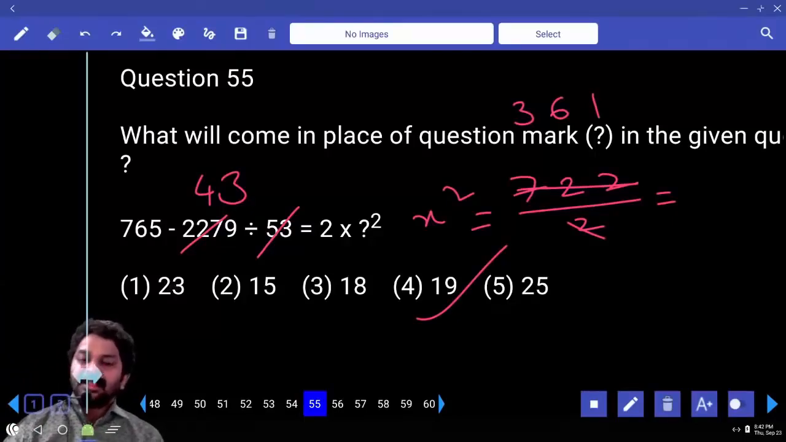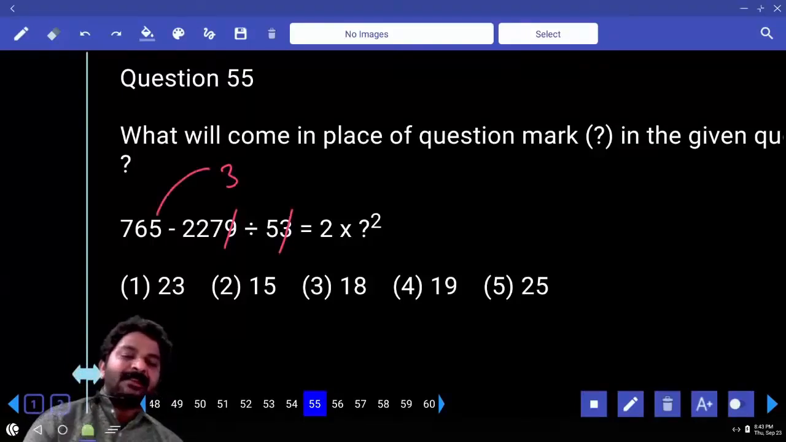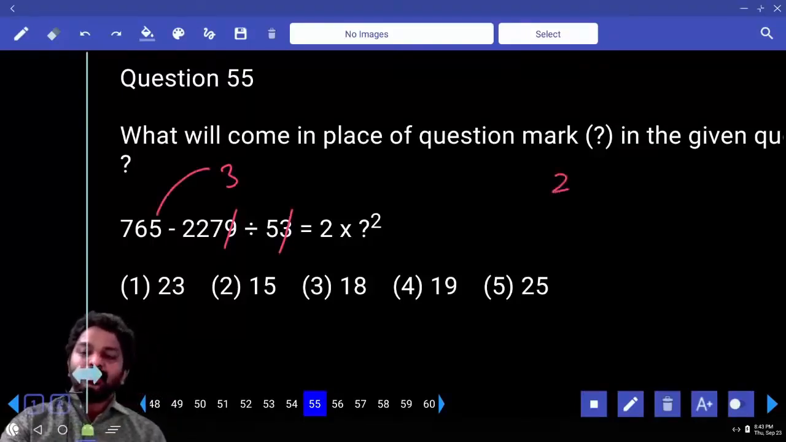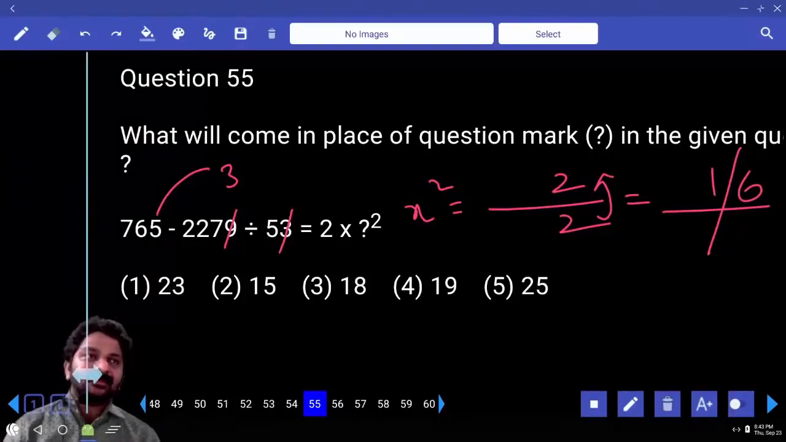Over. Otherwise you don't have to calculate the entire answer also. 3 into which number ends with 3? Only 3 only. Last digit. 5 minus 3? 2. On the right hand side we have 2 only. So x square is ending with either 1 or it may be 6 also. 2 into which number ends with 2? Either 1 or 6. That means your square value must end with either 1 or 6.